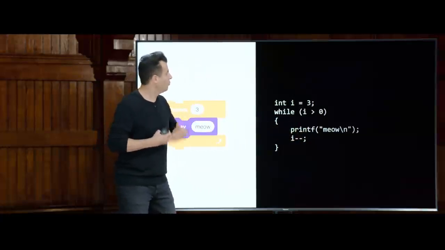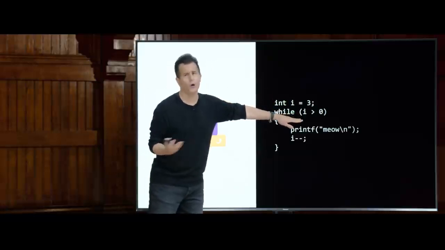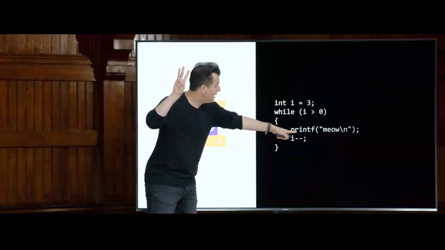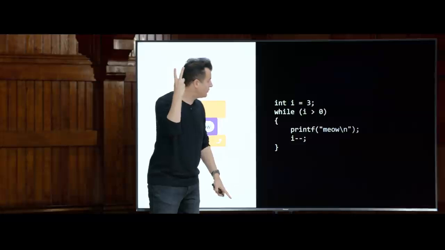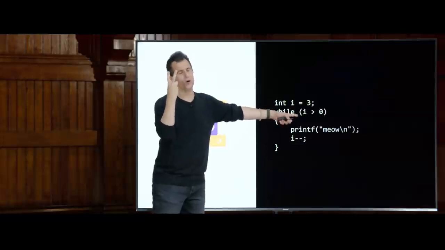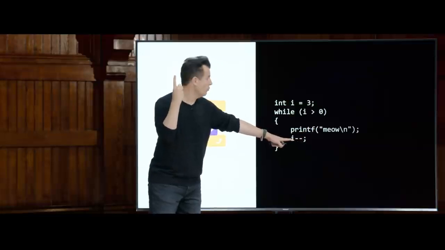Well, what's going on? Again, I initialize i to 3. I then check, is i greater than 0? And of course it is, because effectively in the computer's memory, 3 fingers are up. I go ahead and print out meow. I decrement i, which means to put down 1 of those fingers. And then I check the Boolean expression again. Is 2 greater than 0? Of course it is. So I print out meow. And then I decrement i, putting down 1 more finger.